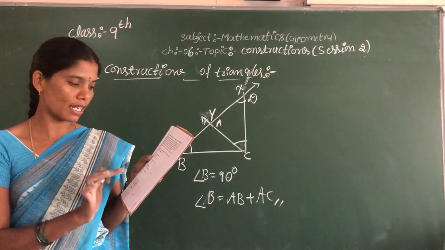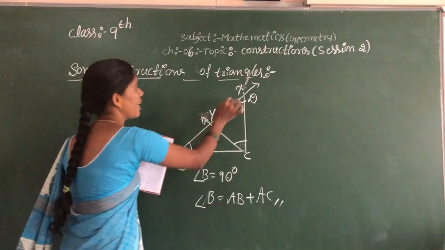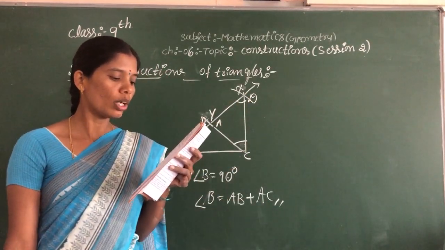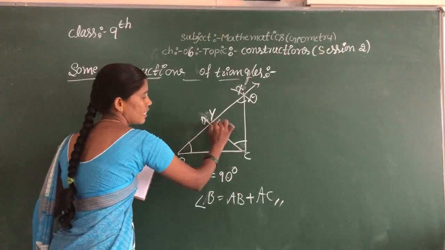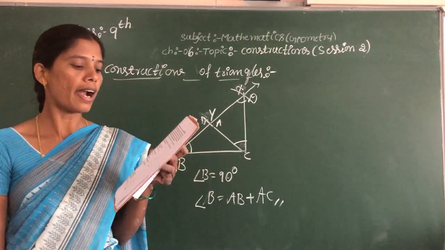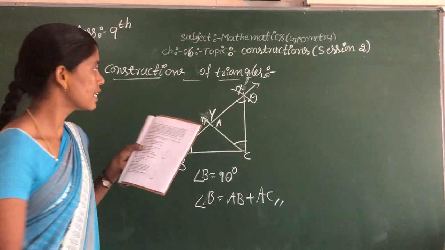Now cut the line segment BD. What is the cut line segment? This line segment is equal to AB plus AC. Next, join DC and make an angle DCY.